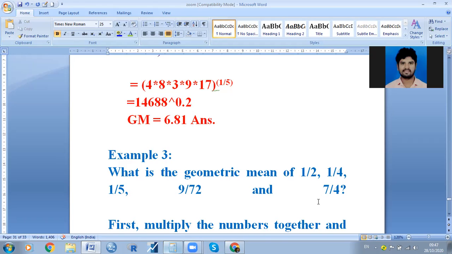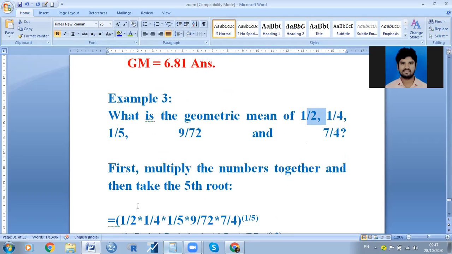When the geometric mean is in ratios, for example, we can say 1 by 2, 1 by 4. When they give the data like this: 1 by 2, 1 by 4, 9 by 72, and 7 by 4, simply we will take the 1 by 2 value. How much can we consider? 1 by 2 is nothing but 0.5. We need to consider that value also.